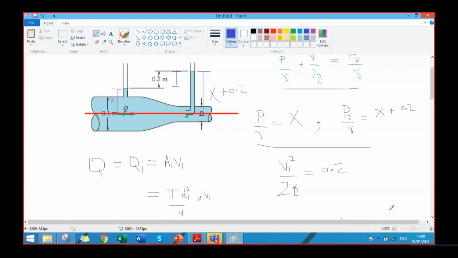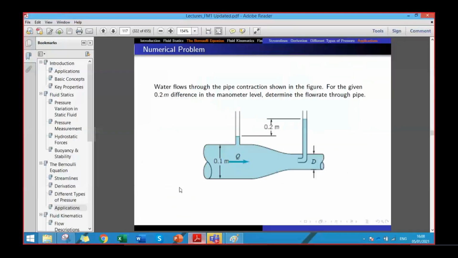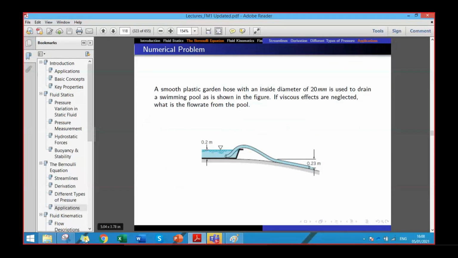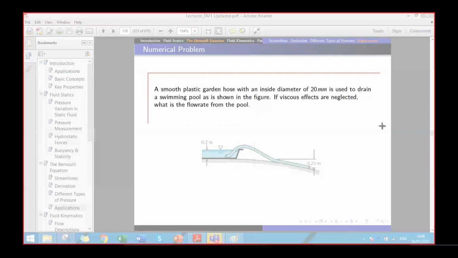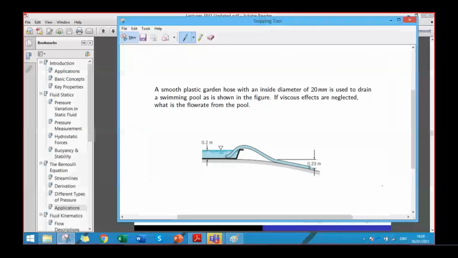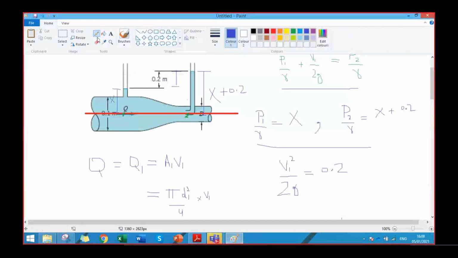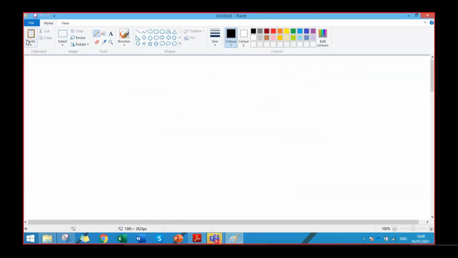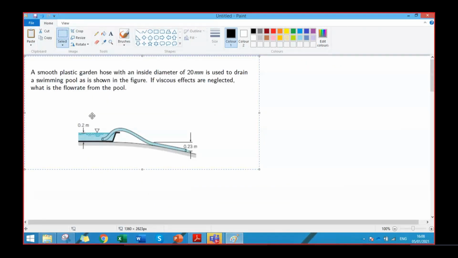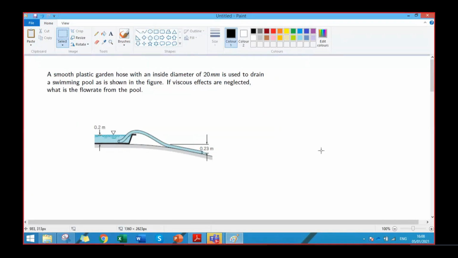Okay. Moving further, we solve another problem. The purpose behind solving this many problems is that you can become familiar with how to define the points for applying the Bernoulli equation, how to simplify different terms in the Bernoulli equation, and how to define the data. Otherwise, it's a very simple trick to apply the Bernoulli equation. Just define 2 points, write all the terms, and solve for the unknown.